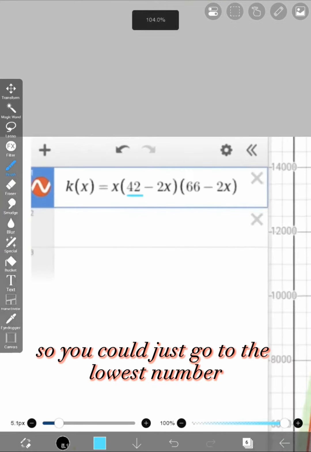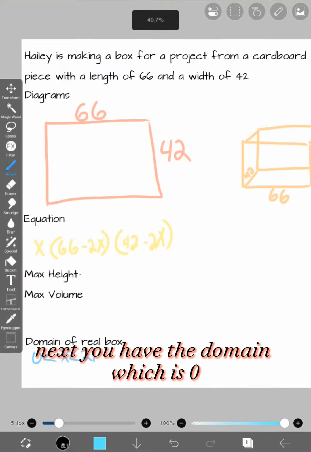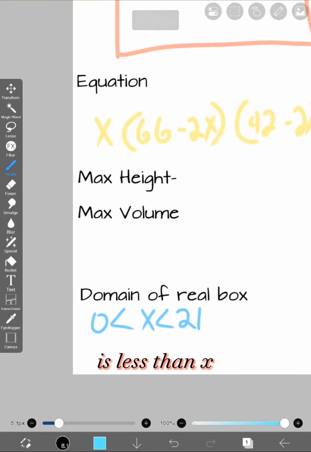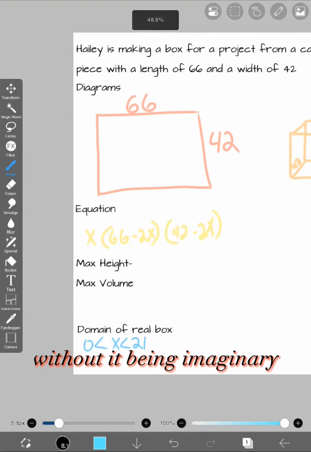Now, another way you can do this is that 21 is half of the lowest number, which is 42. So you could just go to the lowest number and just divide it by 2, and that'll get the same thing. Next, you have the domain, which is 0 is less than x is less than 21, because you can't have a number bigger than 21 without it being imaginary.